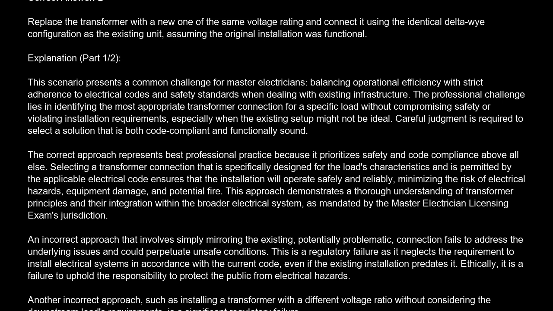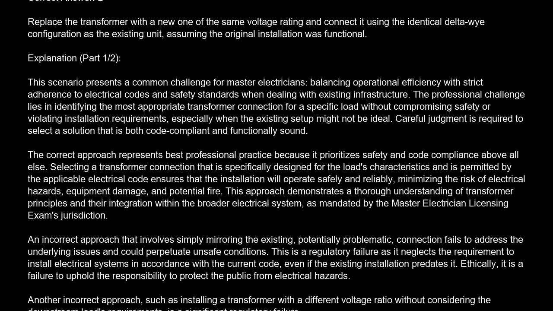This approach demonstrates a thorough understanding of transformer principles and their integration within the broader electrical system, as mandated by the Master Electrician Licensing Exam's jurisdiction. An incorrect approach that involves simply mirroring the existing, potentially problematic connection fails to address the underlying issues and could perpetuate unsafe conditions. This is a regulatory failure, as it neglects the requirement to install electrical systems in accordance with the current code, even if the existing installation predates it. Ethically, it is a failure to uphold the responsibility to protect the public from electrical hazards.